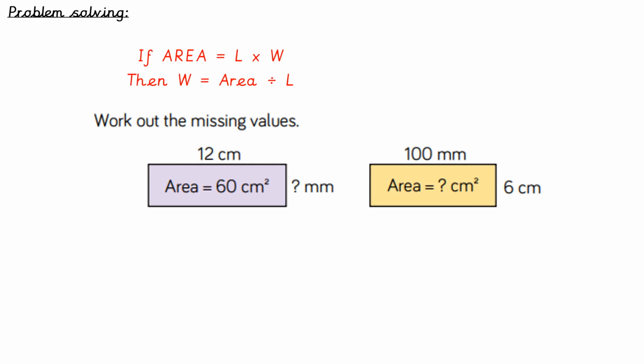Okay, moving on to some problem solving now then. Remember, if the area is length times width, then if you wanted to work out the width, you would have to do the inverse, so you would have to do area divided by length. Okay, that's to help you with that one. So work out the missing width for the first one and then work out the area for the second one. And on that one, you need to note that you've got millimetres and centimetres, so you need to do some converting there before you work it out. Off you go.